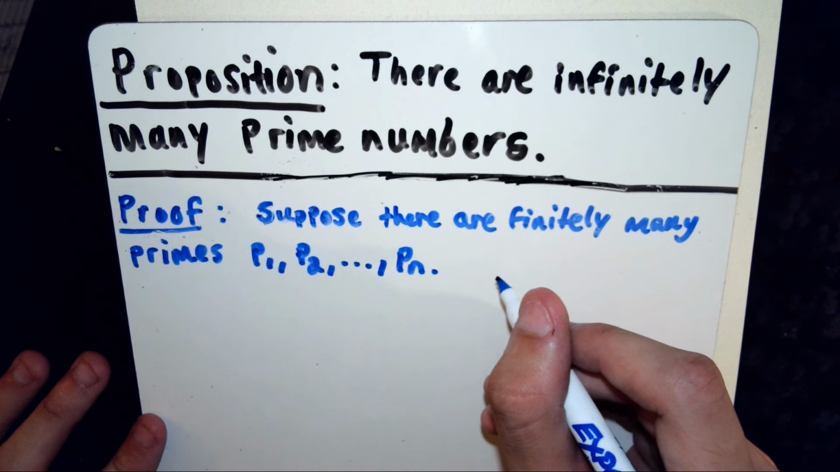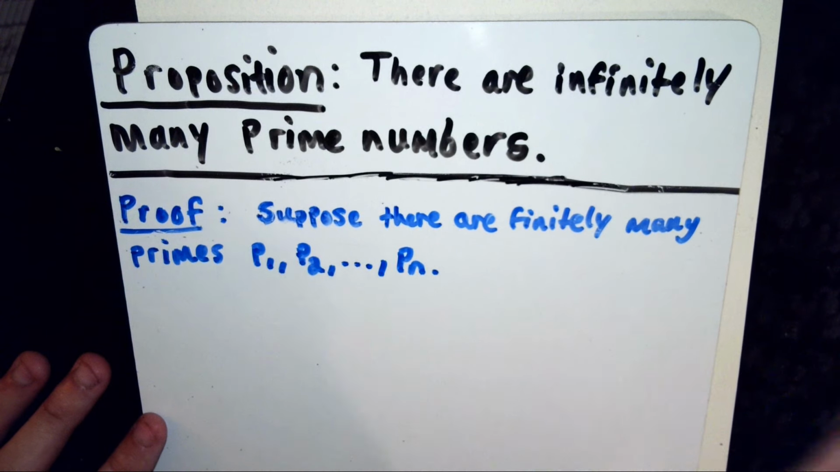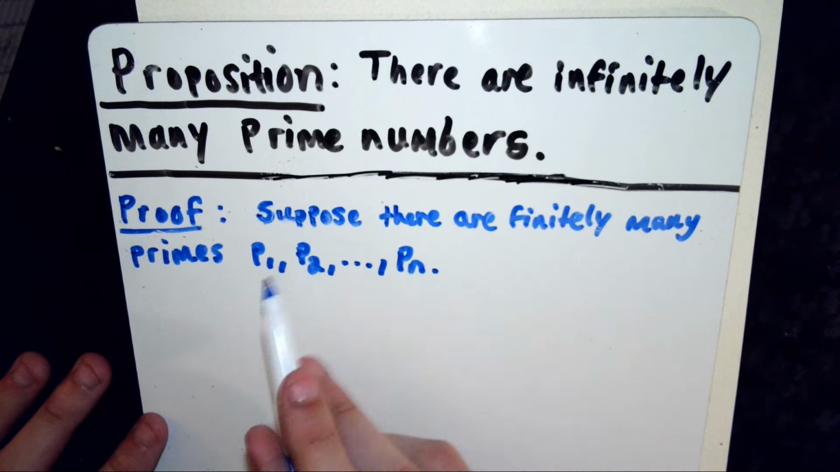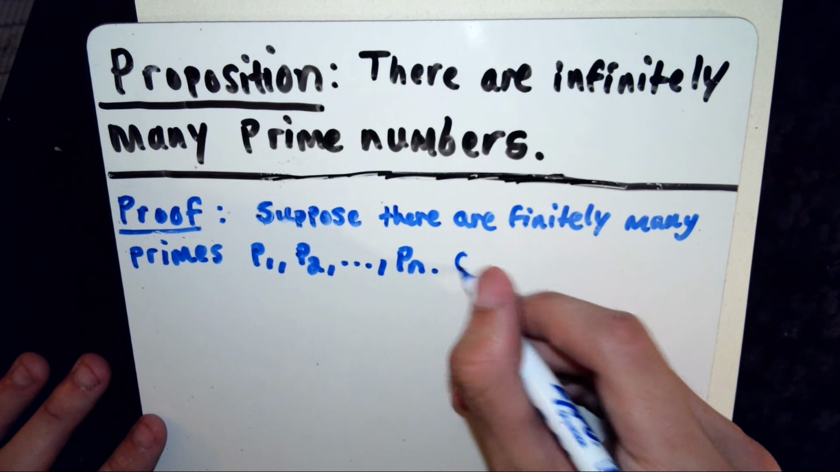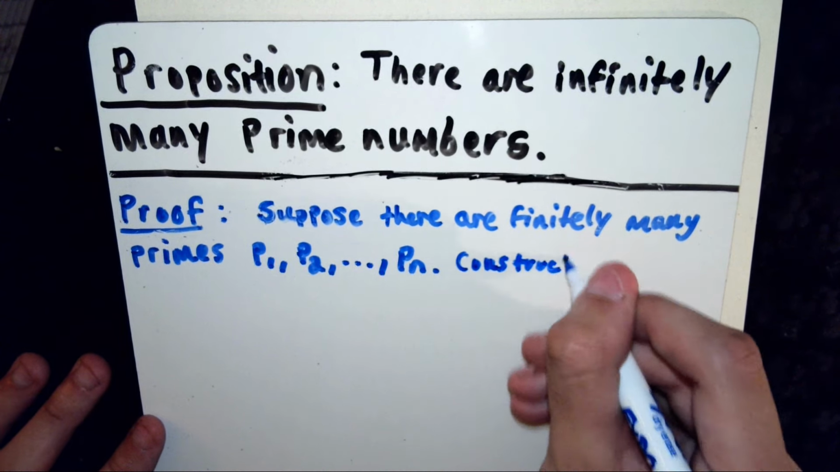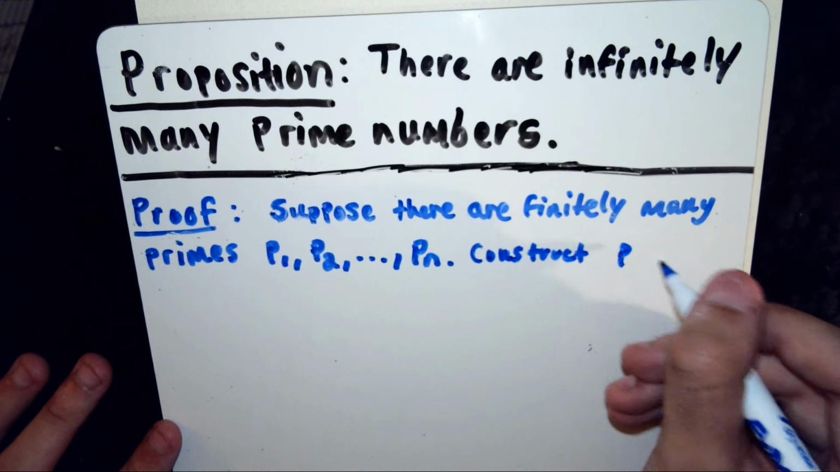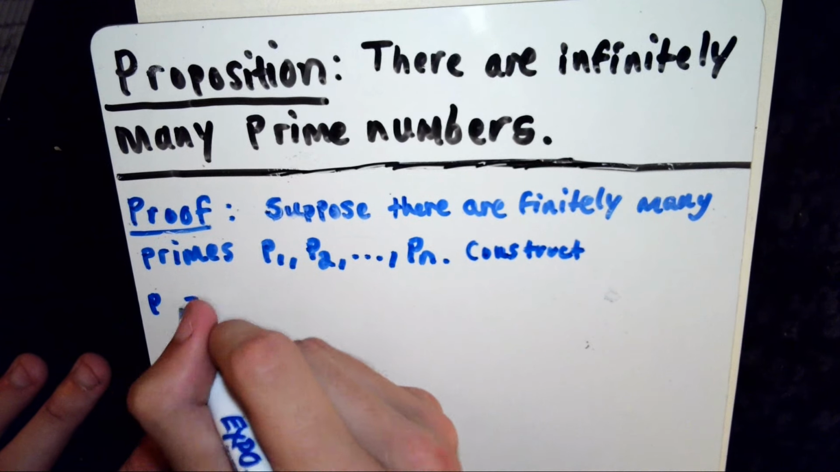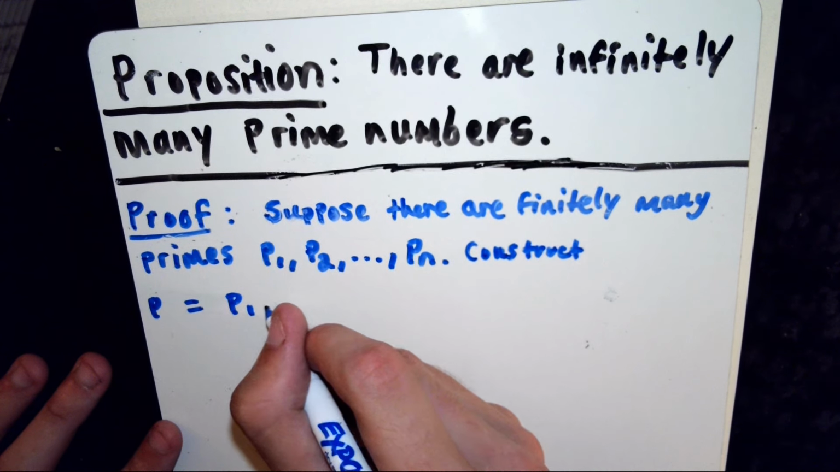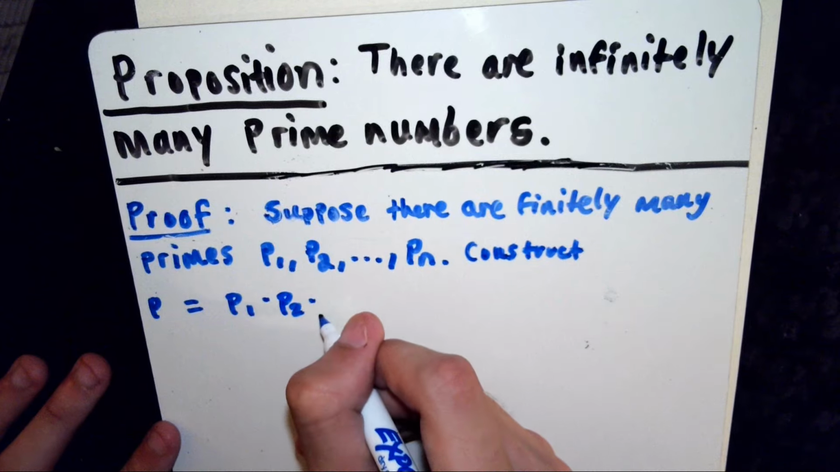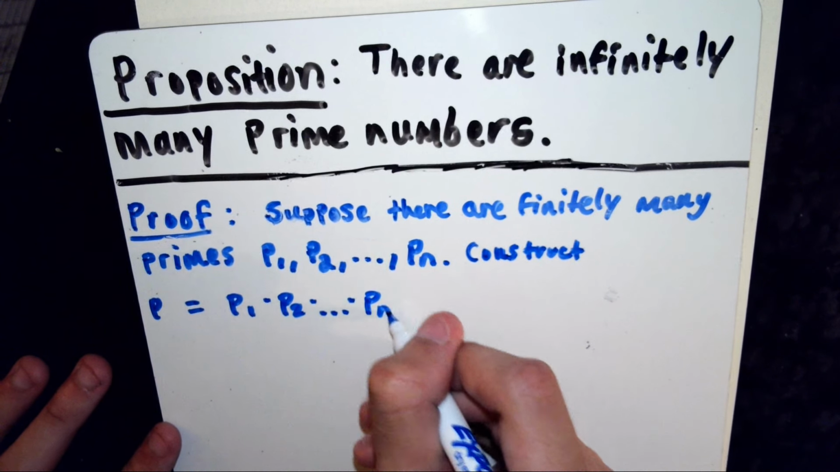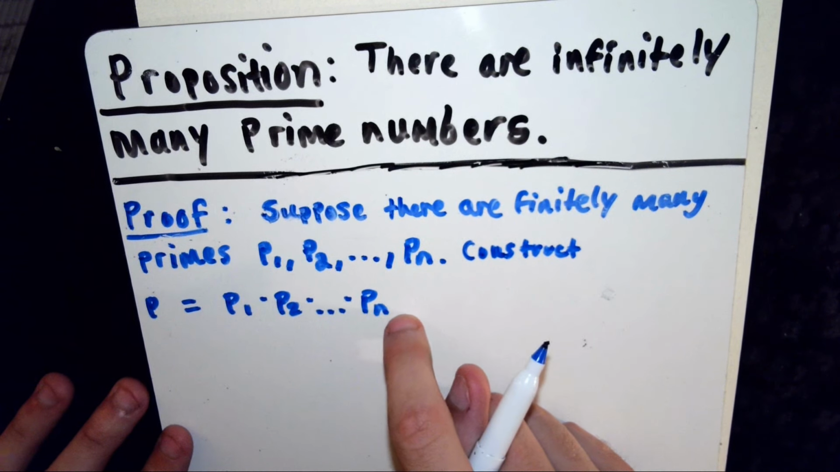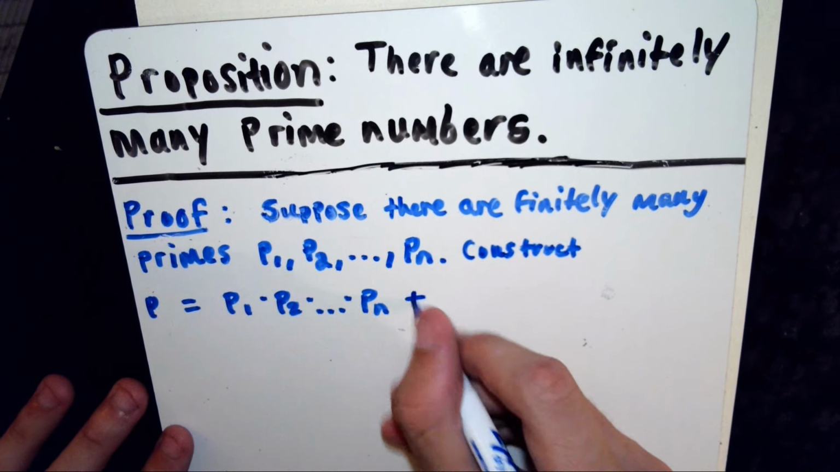What we're going to do is take these primes and consider their product. We're going to multiply all these primes together and add 1 to it, and that'll be a new number. So we'll construct the number P, here I'll write on the next line, P equals P1 times P2 times ... times Pn. Awesome. So we've constructed this number and we're going to add 1 to it.